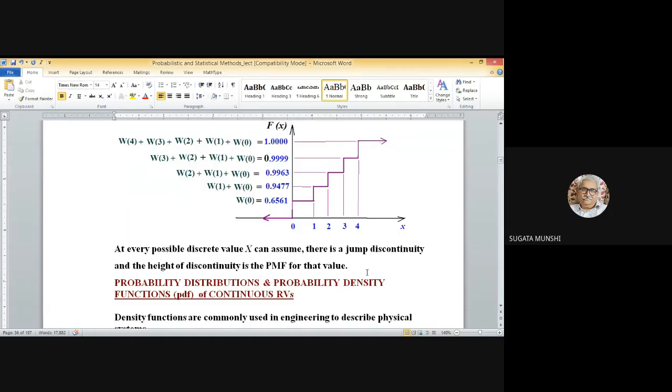Now, in engineering practice, compared to the cumulative distribution function, the probability density function has more applications. Rather than cumulative distribution function, the probability density function is the widely used function for probability analysis, probability determination, etc.